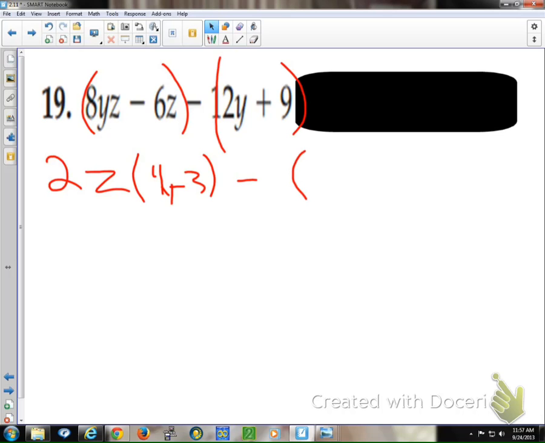minus. What can I take out of the second one? 3. Very good. And what's that going to leave me with? Never mind, you can't take it; it's 4y plus 3. Now, I told you a second ago, if you did this right, these should always be the same, right? And I also said we're going to run into a problem on this one. Are these the same? No. They should be the same.